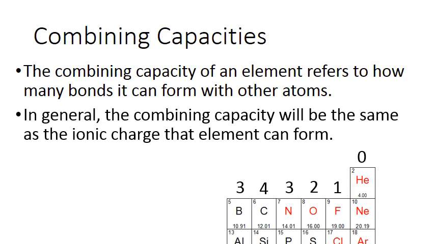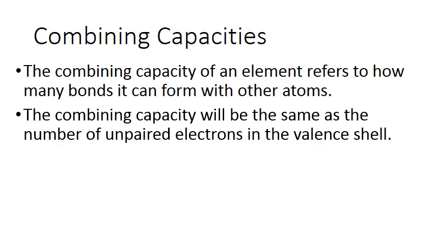And that's the same for the whole columns there. So everything under helium will form 0, everything under fluorine will form 1 bond, etc. Now the reason why the whole column will form the same number of bonds is because the combining capacity will be the same as the number of unpaired electrons in the valence shell.